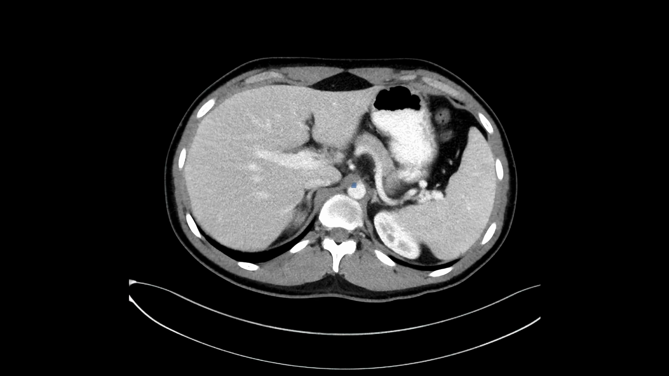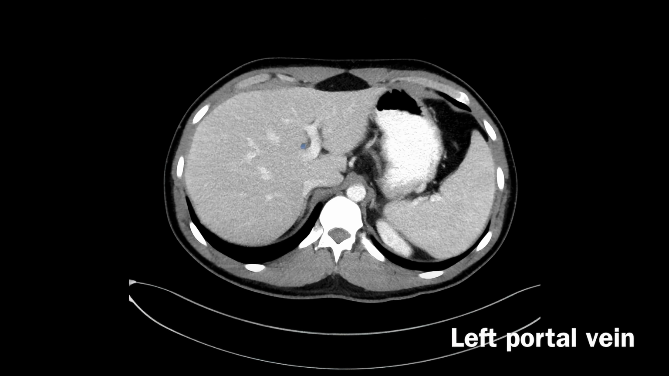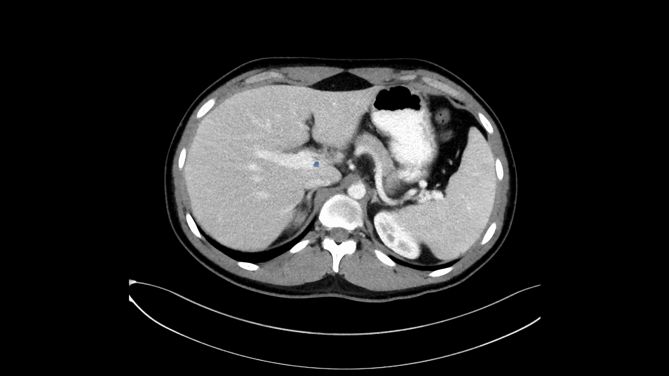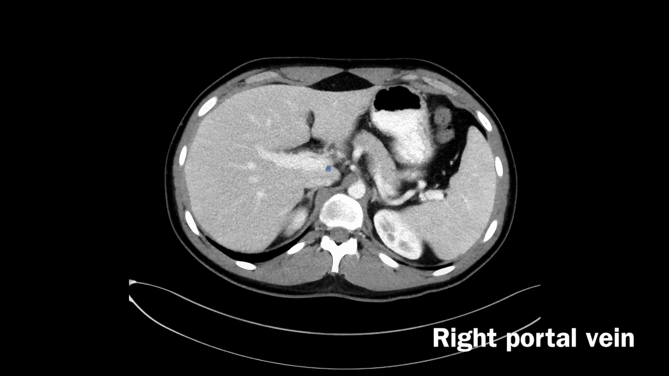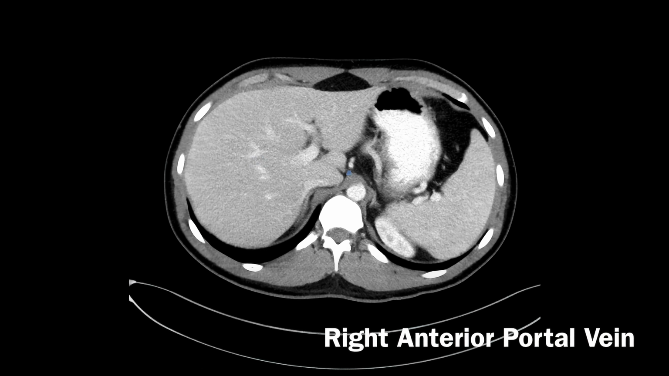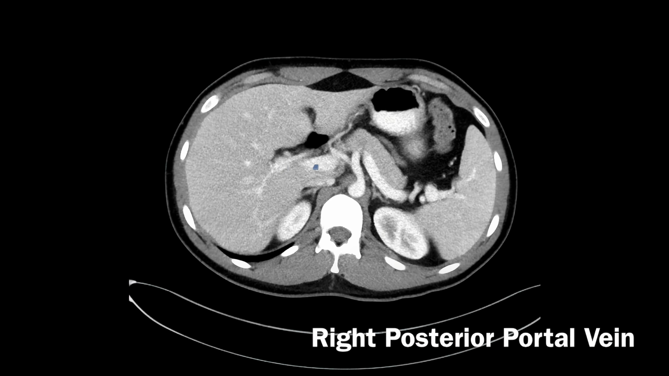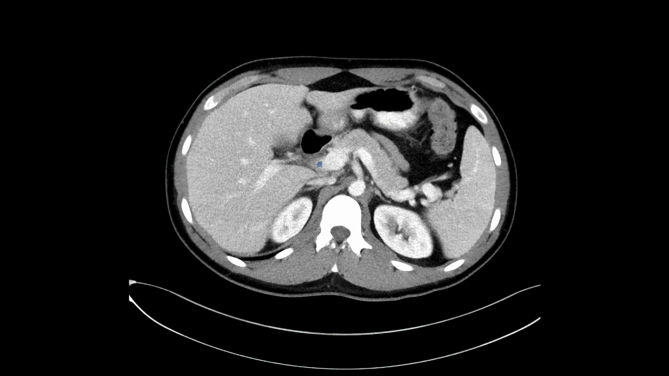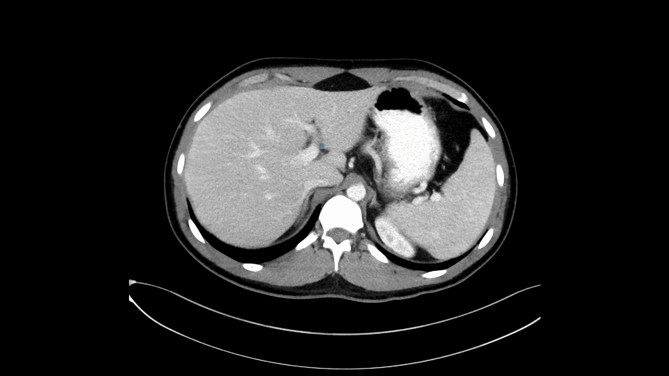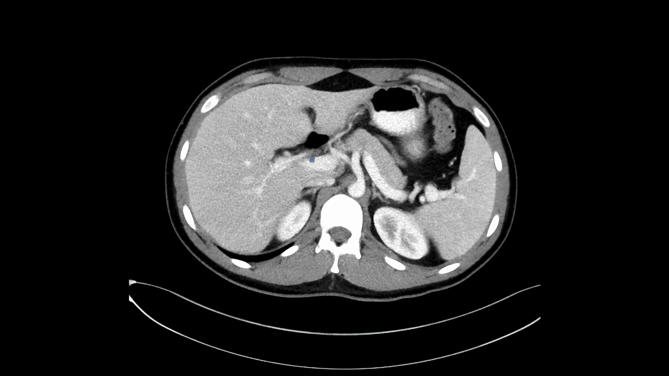The portal vein splits into the right and left portal vein. So this here is the left portal vein, and this here is the right portal vein over here. The right portal vein splits into the anterior division, which is going this way, and the posterior division, which is moving this way. So again, main portal vein, left portal vein here. If I scroll down, we have our right portal vein that goes into the anterior division here, and the posterior division here.